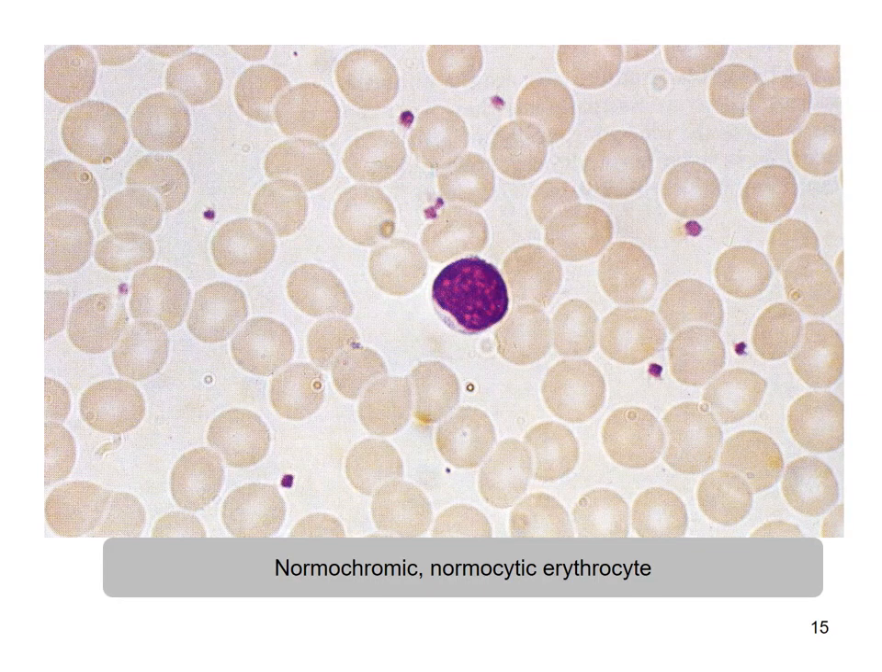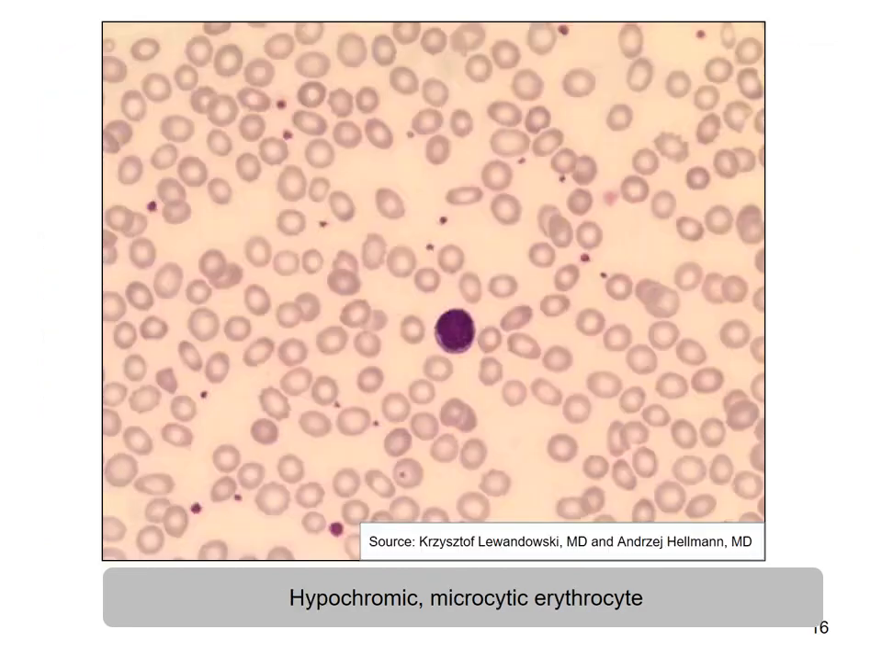This is an example of a normochromic normocytic erythrocyte. Compare its size with the lymphocyte's nucleus. In this picture, we can see a hypochromic microcytic erythrocyte. Notice the central pallor is more than half of the erythrocyte's diameter.